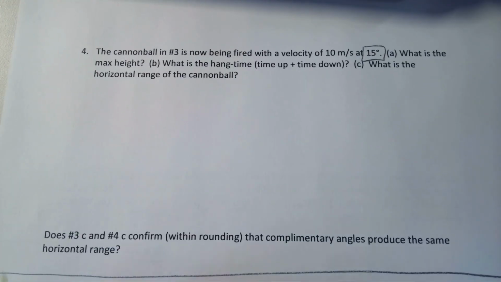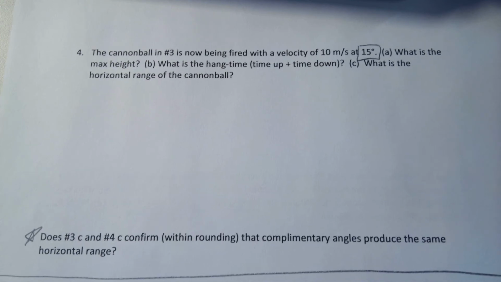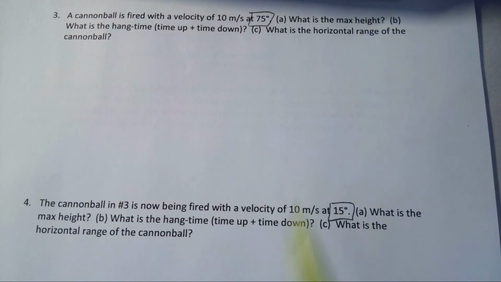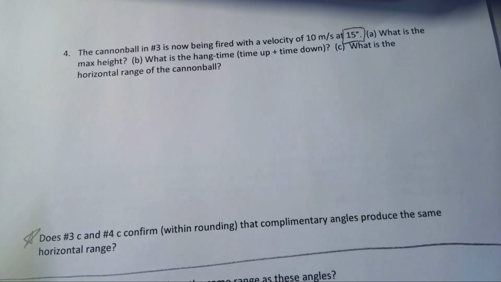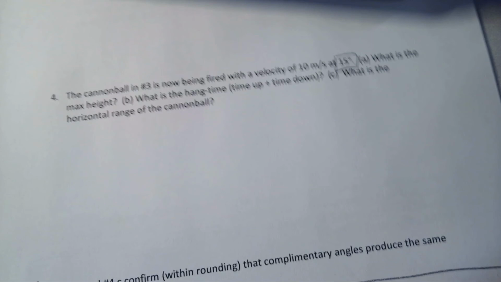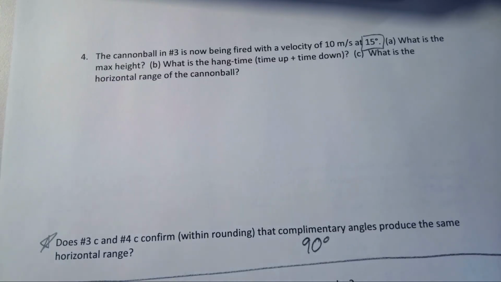Once you solve those two, it is going to ask you a question down here: does number 3C, which is what is the horizontal range of the cannonball, and number 4C, the horizontal range of the cannonball, confirm, within rounding, that complementary angles produce the same horizontal range? Complementary angles add up to 90, supplementary 180. So the complementary angles, 90 degrees. You should see that that is the case.